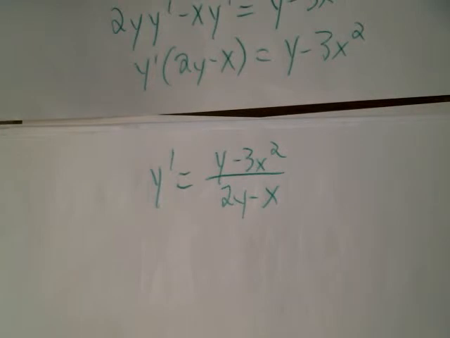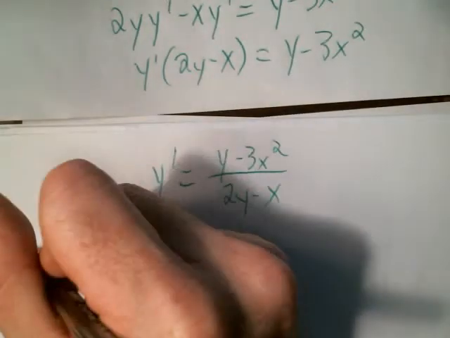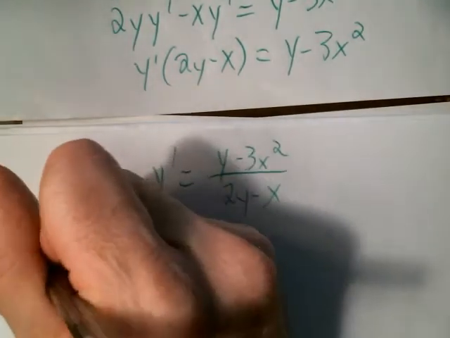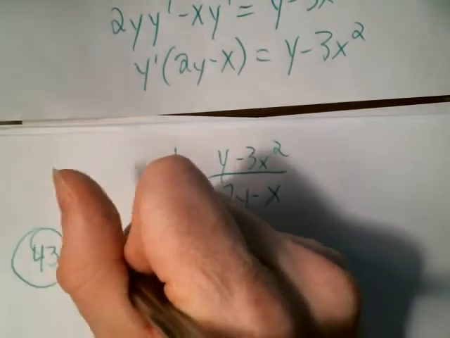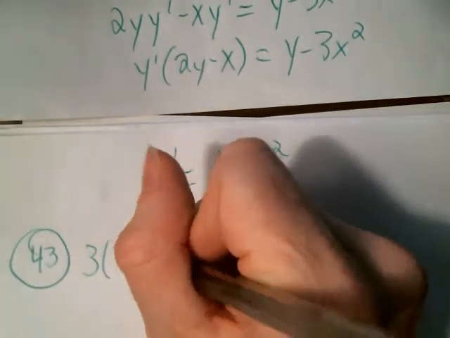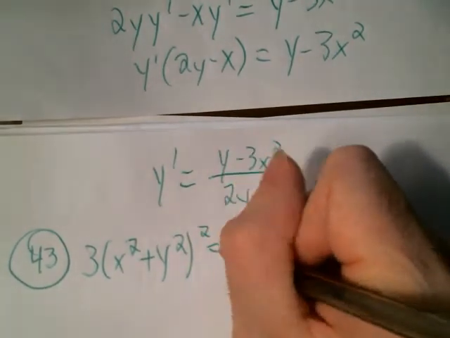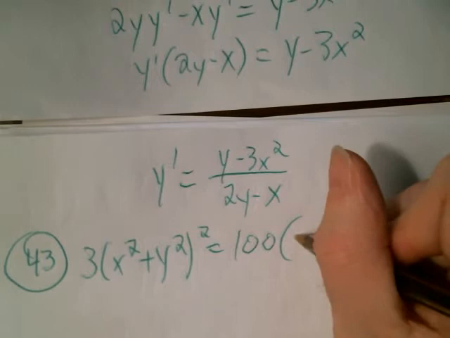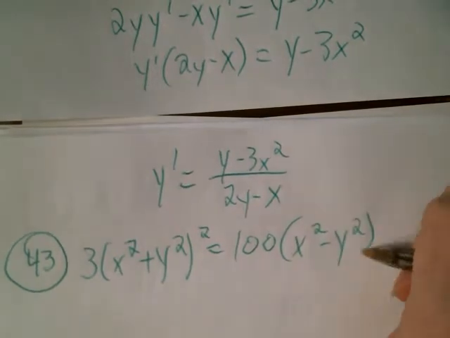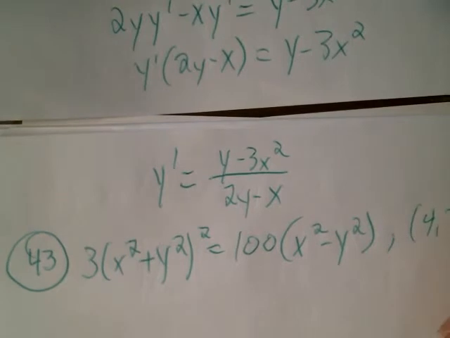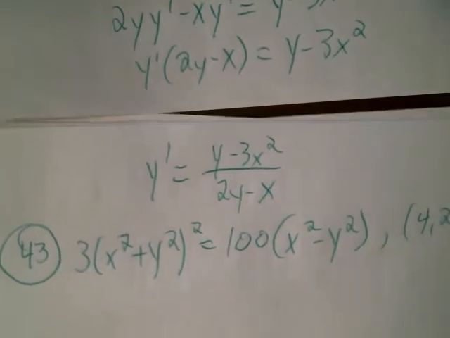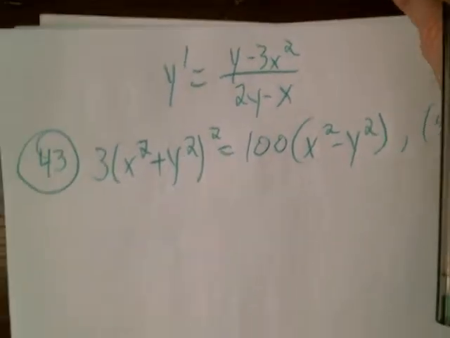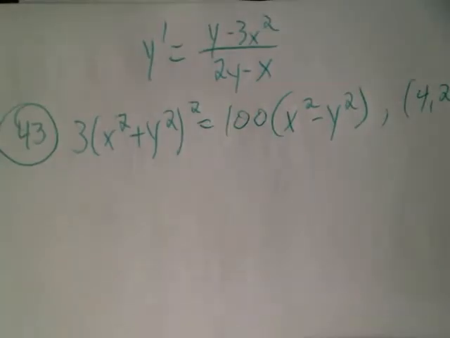Let's move fast forward. Well, here's a bit of a nasty one. So 43, what we want to do is find the slope of the tangent line at the given point. Okay, so 43, they give us this guy, 3x times x squared plus y squared equals 100 times x squared minus y squared, and then the point is 4, 2.